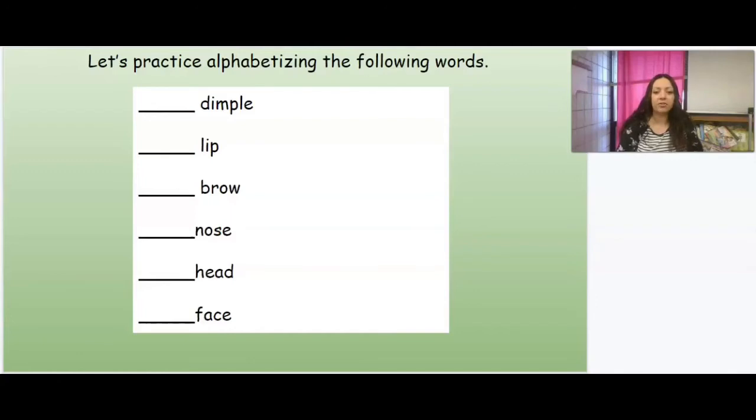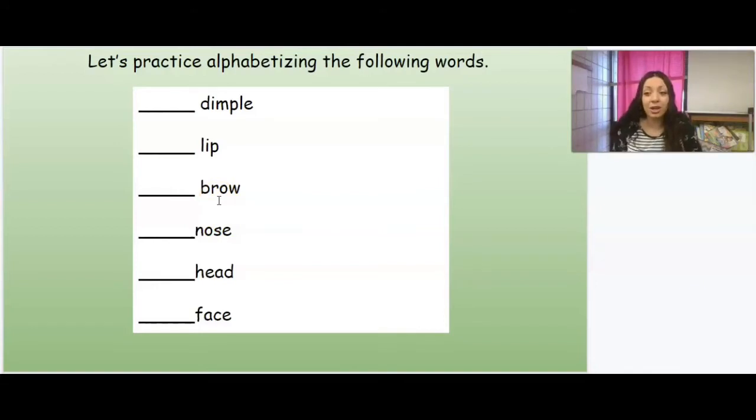What do you notice about our first word right here? It's got that final syllable, PLE, so I know I can block that off. Then I just have a CVC word. I could say dim, pull, dimple. Very good. How about this one? That's just a CVC word. Lip. Very good.